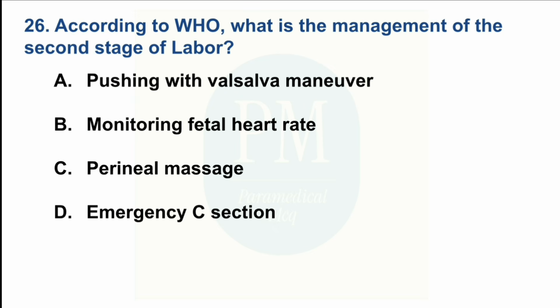According to WHO, what is the management of the second stage of labor? Option A, pushing with Valsalva maneuver. Option B, monitoring fetal heart rate. Option C, perineal massage. Option D, emergency C-section. The correct option is option B, monitoring fetal heart rate.